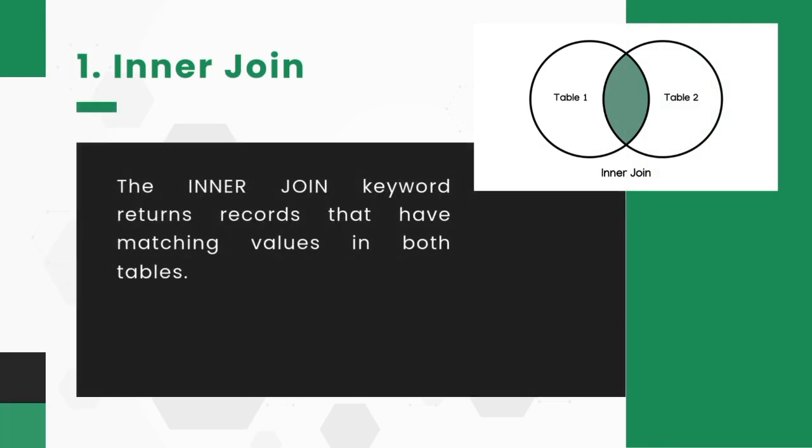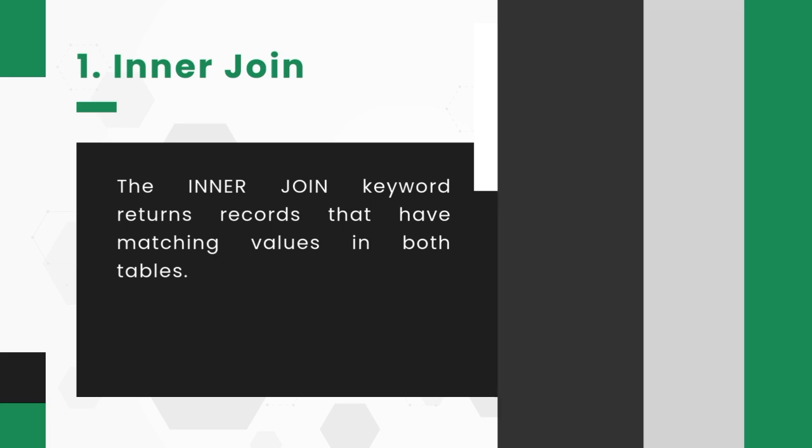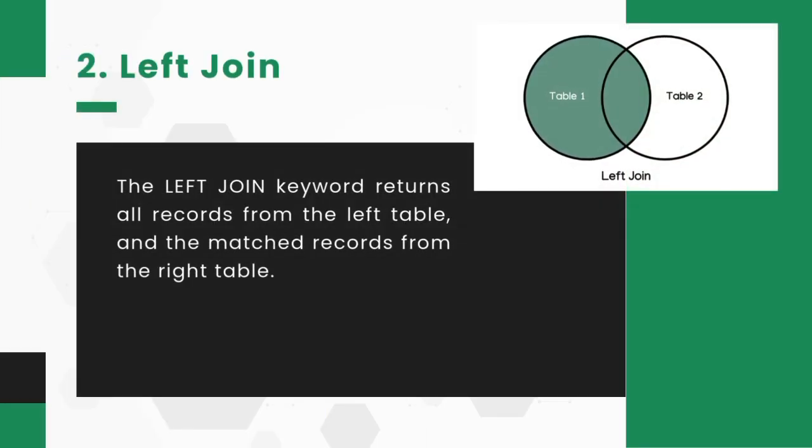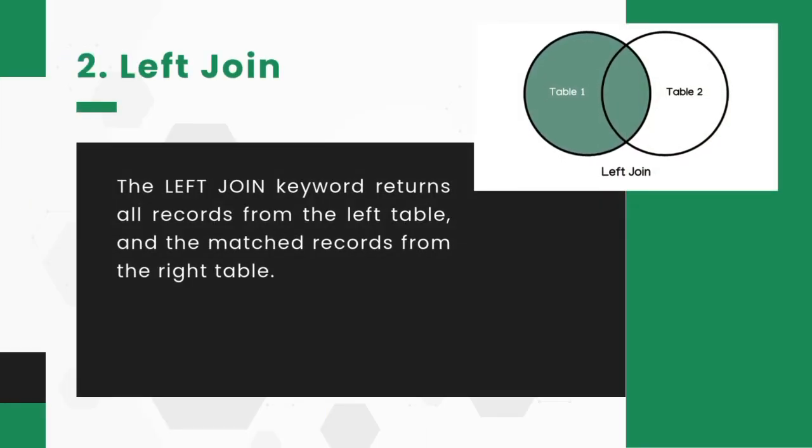1. Inner join. The inner join keyword returns records that have matching values in both tables. 2. Left join or left outer join. The left join keyword returns all records from the left table and the matched records from the right table.